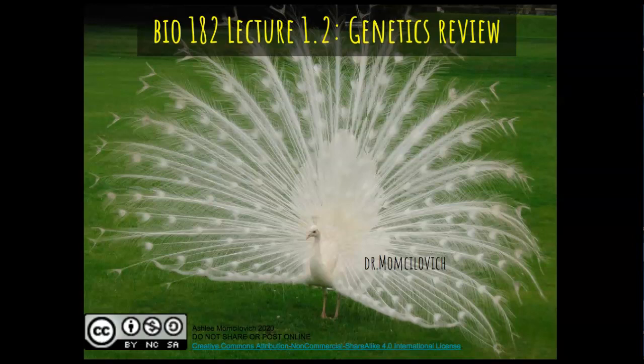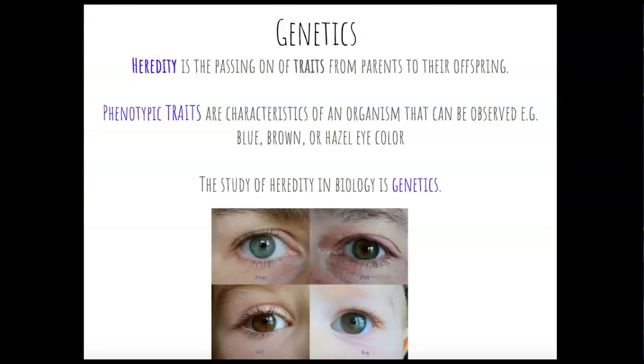This is Bio 182, Lecture 1.2, Genetics Review. Heredity is the passing on of traits from parents to their offspring. Phenotypic traits are characteristics of an organism that can be observed, such as blue, brown, or hazel eye color. The study of heredity in biology is called genetics.